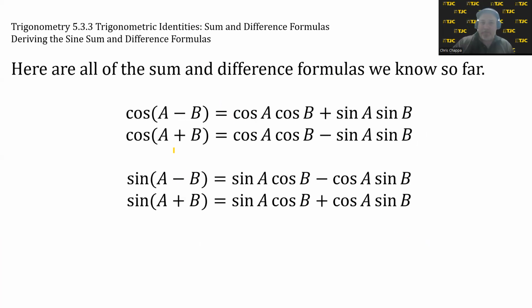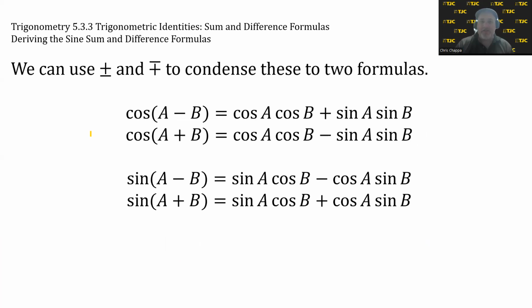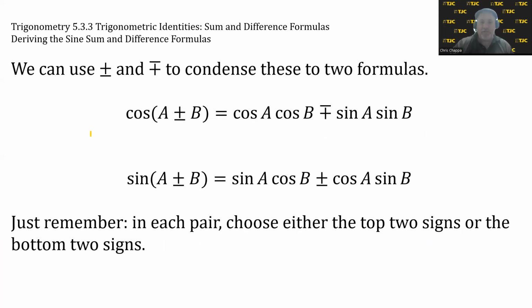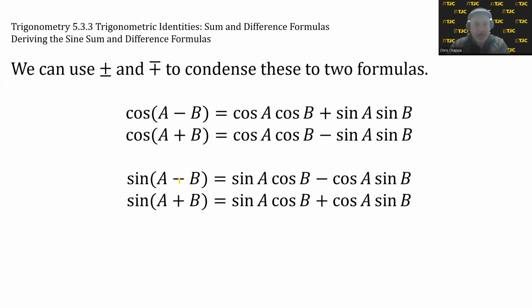And here's all of them. Now, the future calculus student wants to memorize all of these, but we can condense them into two formulas by using the plus minuses and the minus pluses. Notice on the sine, they match. They're both plus minuses because here the signs match across. Either they're both minuses or they're both pluses.